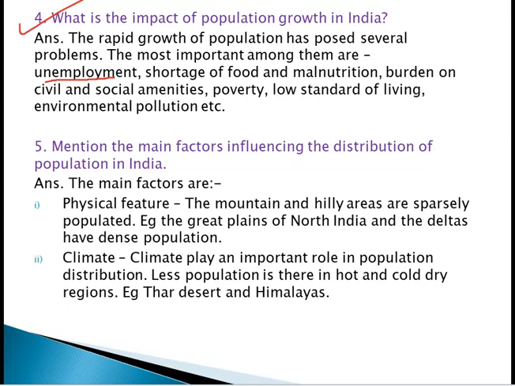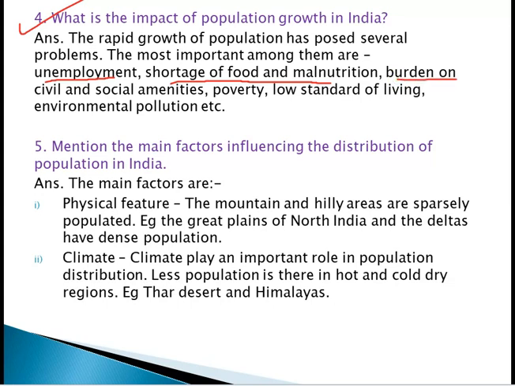So if they will not get sufficient jobs, they cannot take care of their family. Shortage of food and malnutrition. If there is unemployment, they will not get proper salary, proper wages, then obviously the shortage of food and malnutrition will create one of the problems.